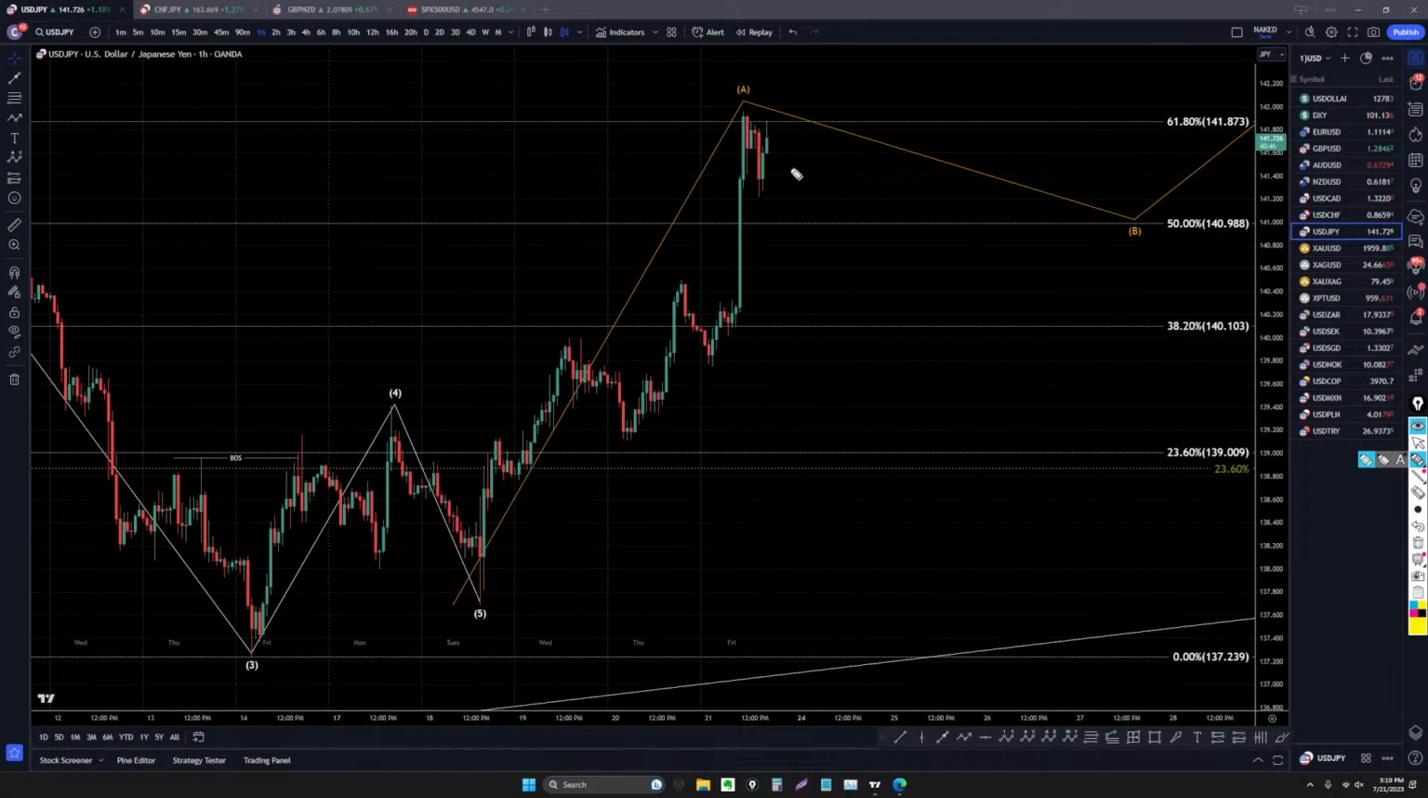US dollar yen kind of looks like it's in a wave 5. I mean, it doesn't have to stop here. It definitely could keep on going up, but it looks like it's in a wave 5. So if it goes up and then back down, breaks that level, I would say that's the end of a trend for the wave A.